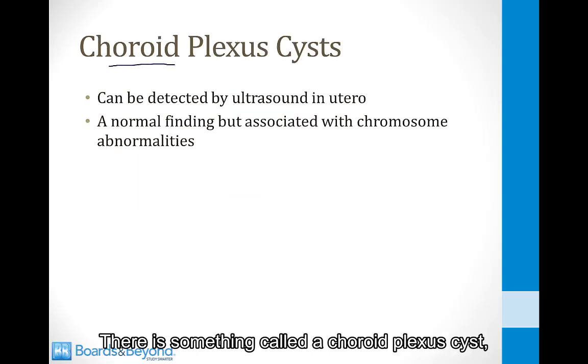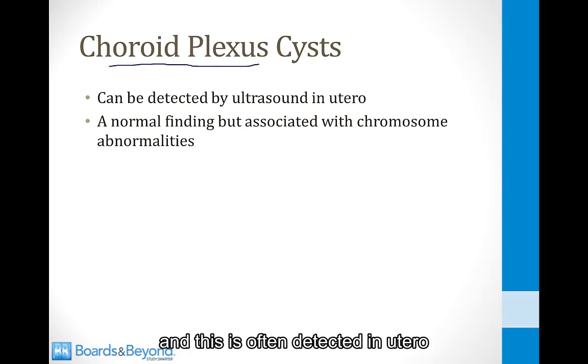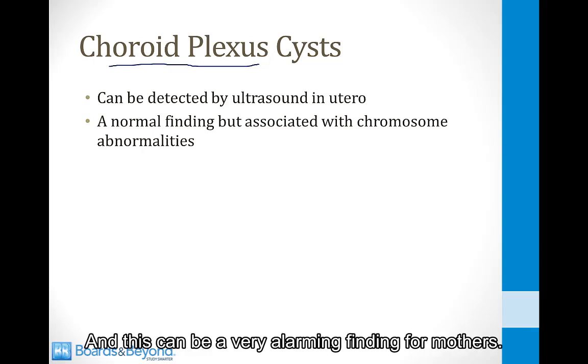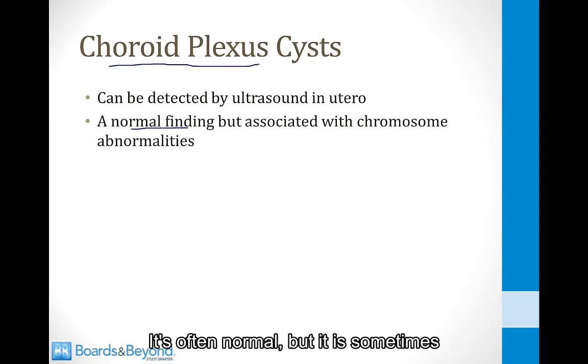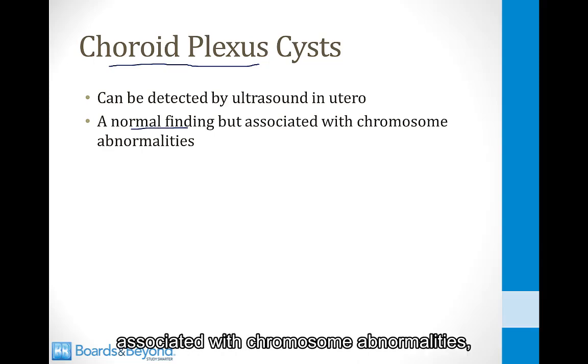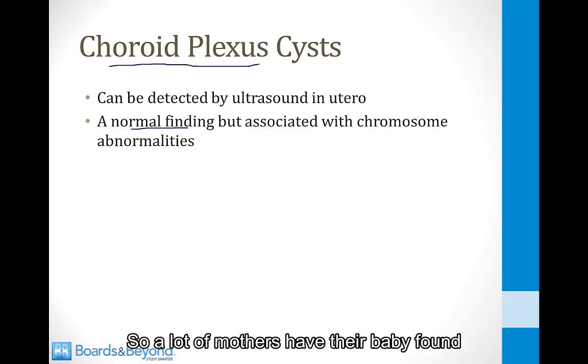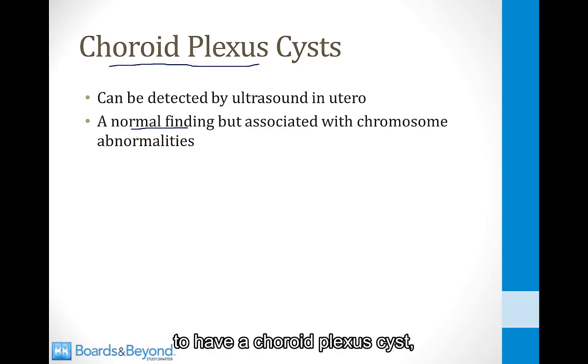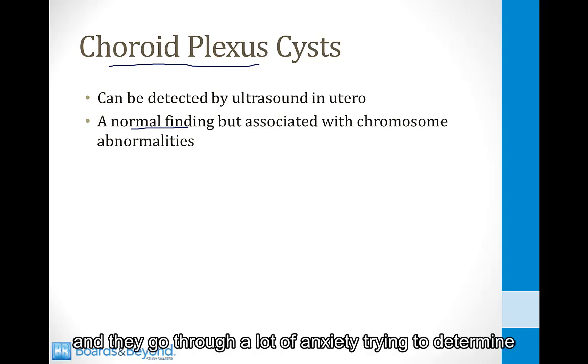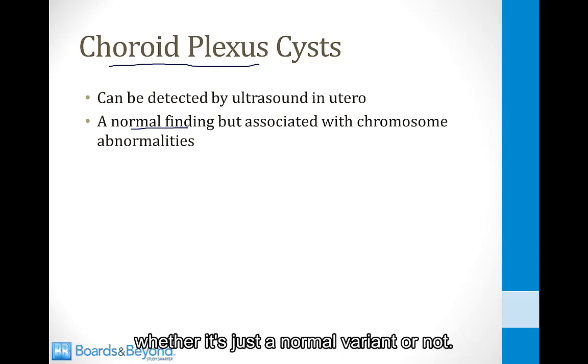There is something called a choroid plexus cyst, and this is often detected in utero in babies that are growing in the womb, and this can be a very alarming finding for mothers. It's often normal, but it is sometimes associated with chromosome abnormalities, especially trisomy 18. So a lot of mothers have their baby found to have a choroid plexus cyst, and they go through a lot of anxiety trying to determine whether it's just a normal variant or not. It's often a normal variant.